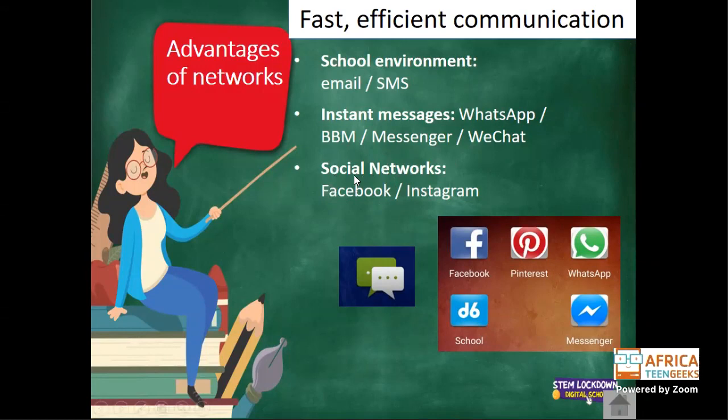Then we see social networks like Facebook and Instagram. These are applications, guys, because if you still remember, under software technologies we spoke about system software and application programs. We still remember that an application, we said, is a task-specific program, whereby it allows the user to accomplish a certain specific task.